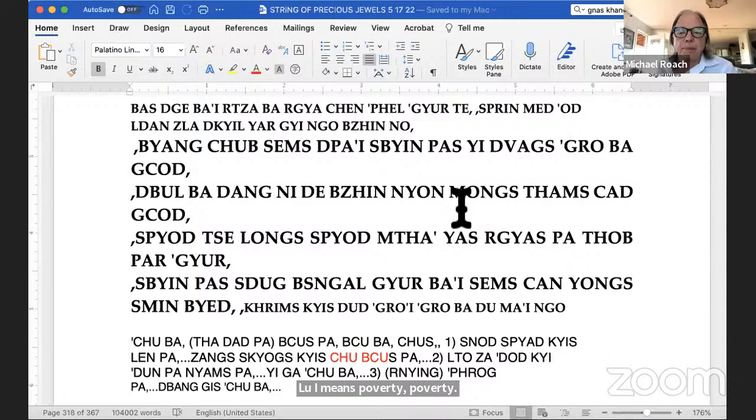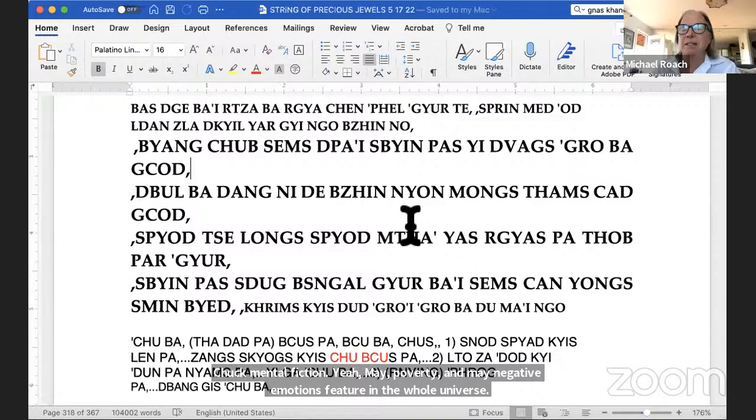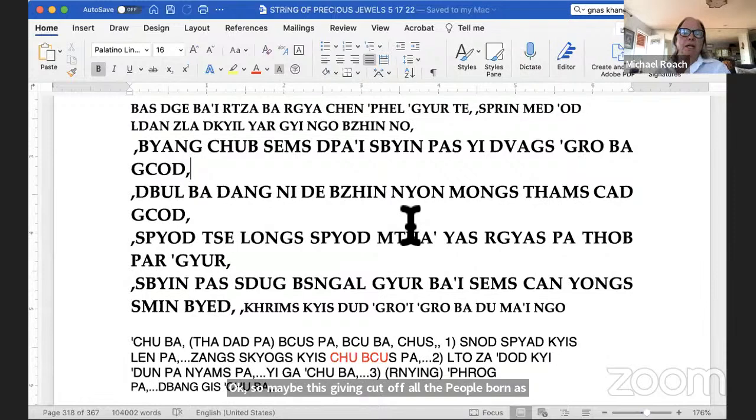Mental affliction? Yeah, may poverty and may negative emotions be cut in the whole universe. May they be cut off. Okay. So may this giving cut off all the people born as hungry ghosts. And may it cut off anyone who has poverty. And may it cut off anyone who has mental poverty. Okay. All right. I want that one.